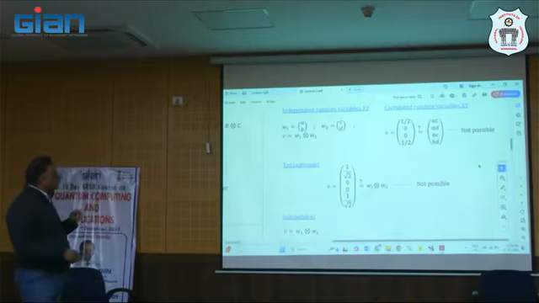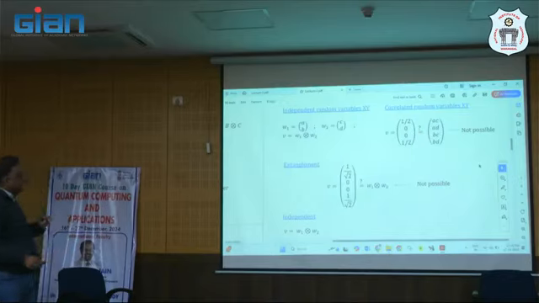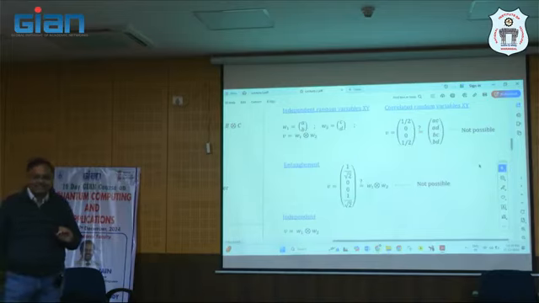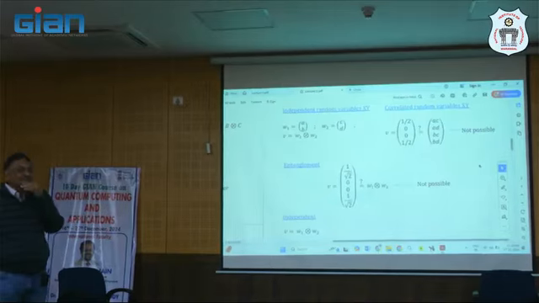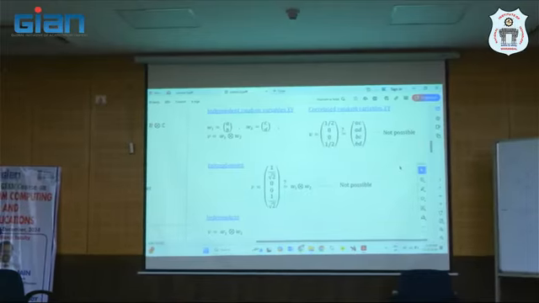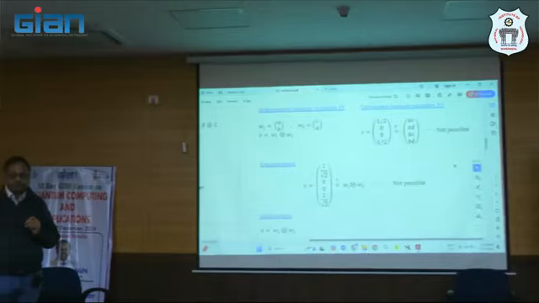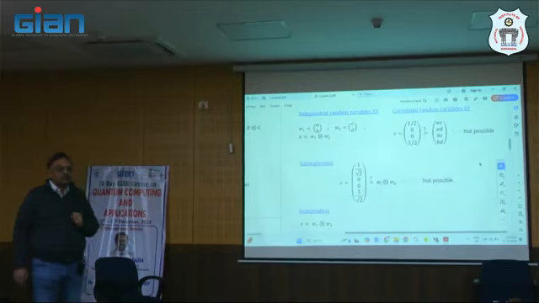Now, for example, let us look at this V here, (half, 0, 0, half). Can I write this vector as a tensor product of two vectors? Can I write it? Yes or no? This vector (half, 0, 0, half), can I write it as a tensor product of two vectors? Yes? Who is saying yes? How do you say that?